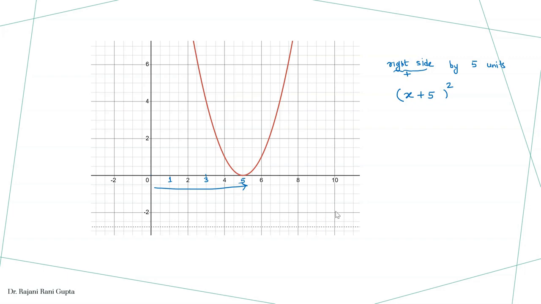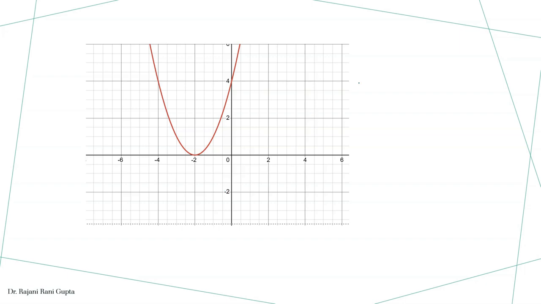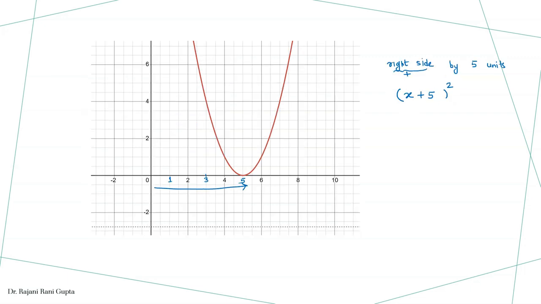Okay, next. So what you see here, this is 0 and it moved to the left side by 2 units. So left side by 2 units. So again, left or right means x plus or minus a number and its power 2, and this number is 2, 2 units. Left side means plus. So x plus 2 and its power 2. This is the transformed graph.